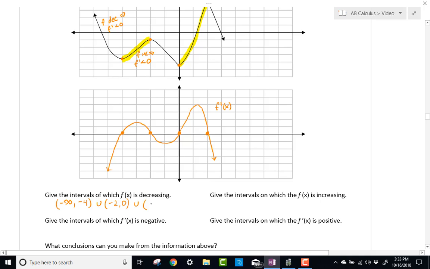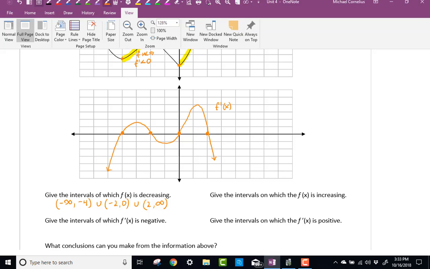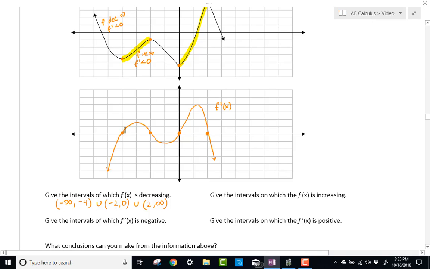And we had 2 to infinity. All right. Now, while I'm at it, I'm going to answer the question right below it, and hopefully this is going to make sense with what we've seen already. Give the intervals of which f prime of x is negative. Well, guess what? I'm going to highlight the areas where f prime of x is positive. So I'm going to highlight that. It's positive in there. And it's positive in there, isn't it? All the way down back to here.